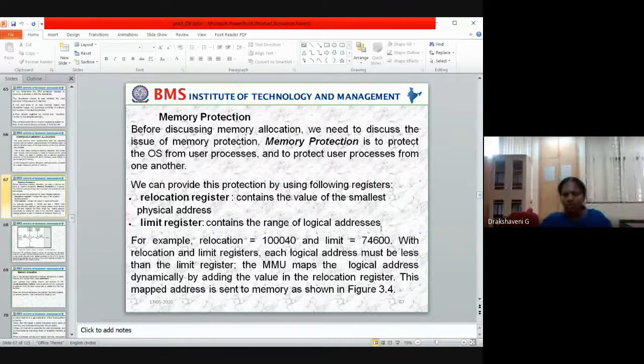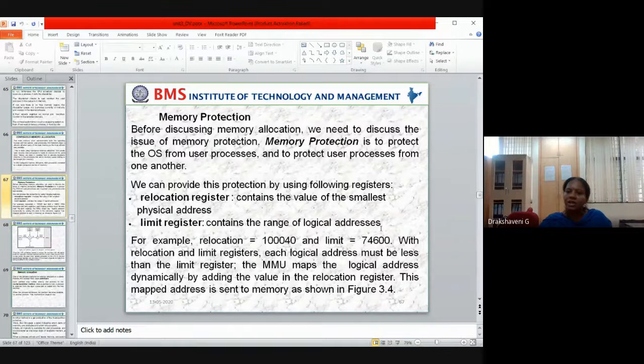So that's where memory protection comes in, to protect one process from another. We can provide this protection by using the following registers. To do this, the operating system uses some special types of register called a relocation register, which contains the value of the smallest physical address. What is a physical address? The main memory address is a physical address.